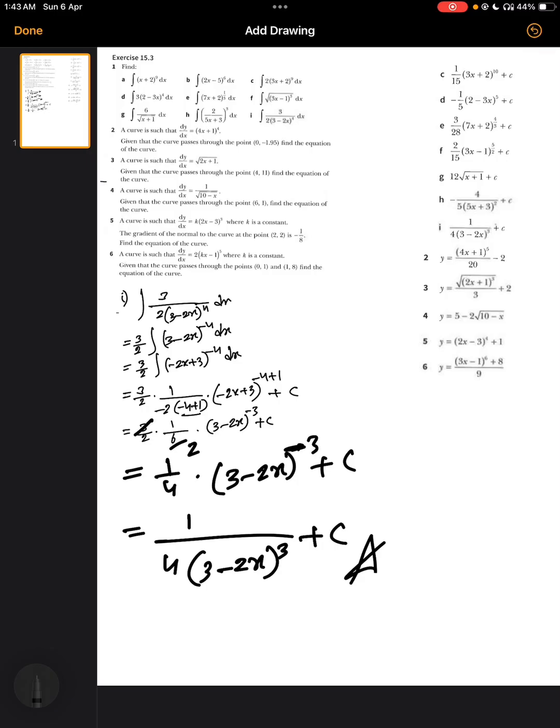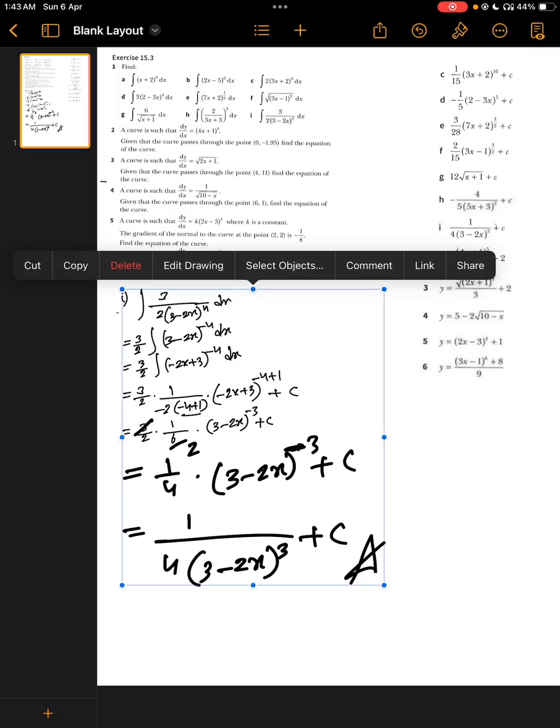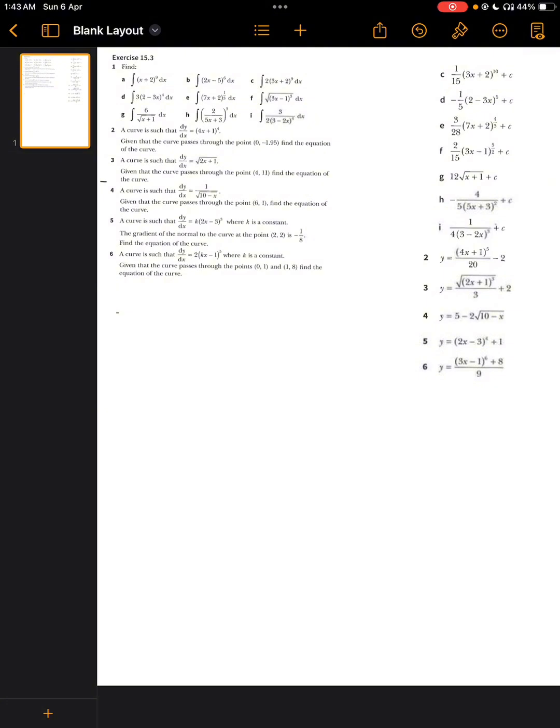Yeah, the result is correct. So our question 1 is done. So pretty much this is the thing actually. Now I can start solving question number 2. There are 6 questions actually here.